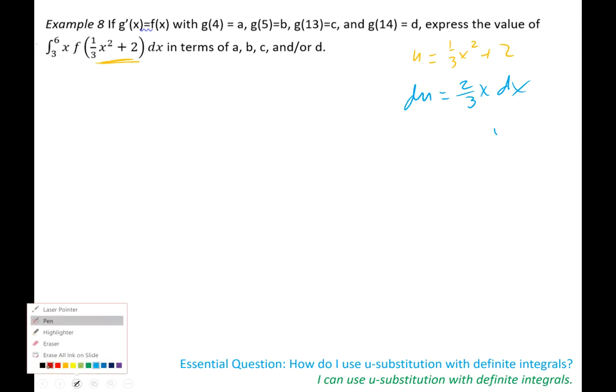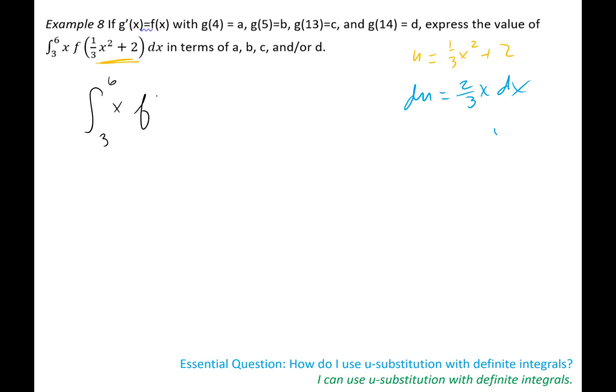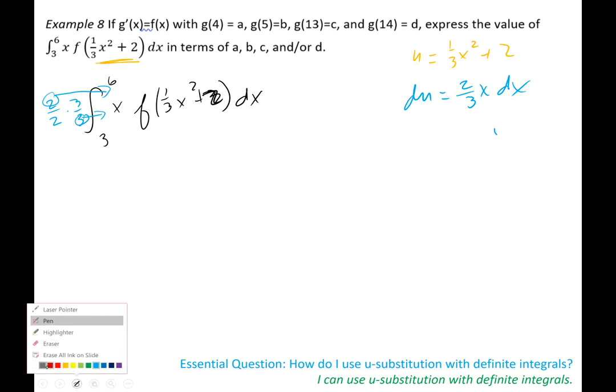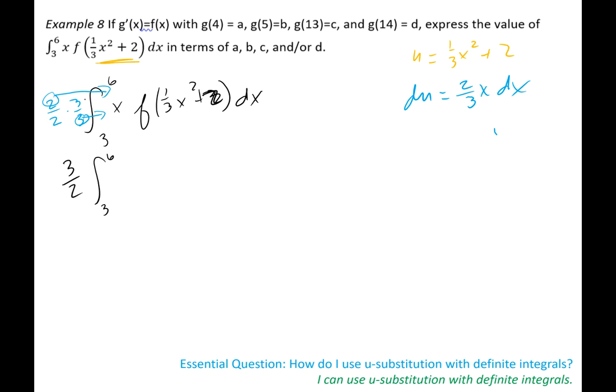Let me write that out a little bit better. So I need f of 1/3 x squared plus 2 dx. Okay, so I need to add in both a 2 and a 3. So I'm going to multiply by 2/2 and 3/3. I am going to put in the numerator 2 and the denominator 3. So outside, I'm left with a 3 in the numerator, a 2 in the denominator. I'm going to shove inside the 2 from the numerator and the 3 from the denominator, x, f of 1/3 x squared plus 2 dx.